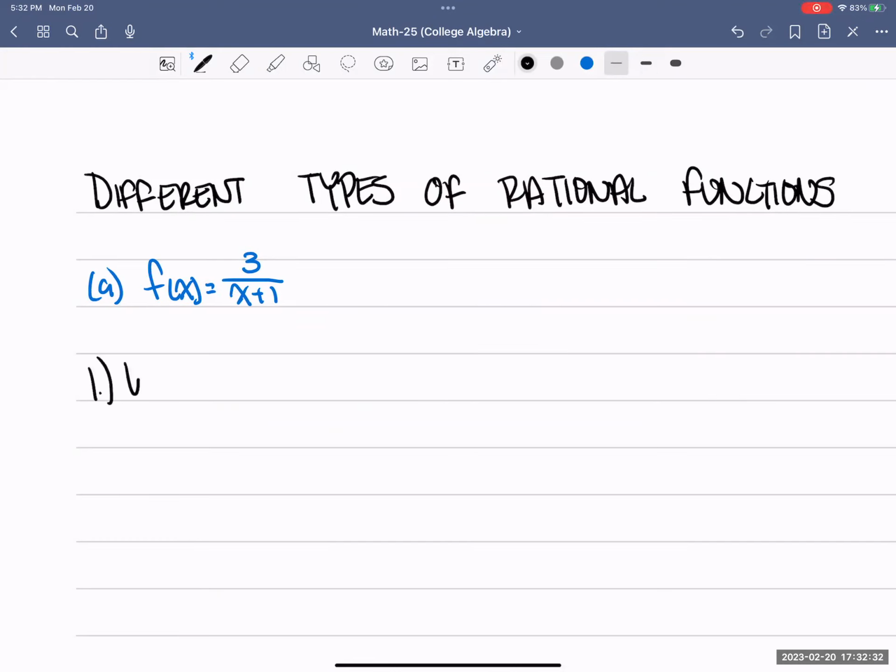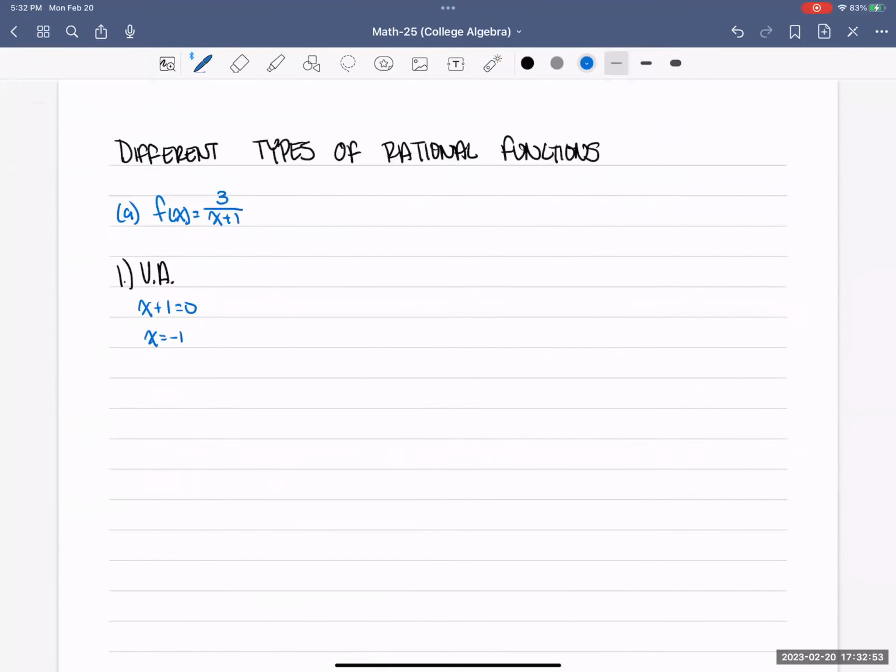Our vertical asymptote. A vertical asymptote happens when our function is undefined. Our function is undefined when the denominator is equal to 0. So let's set our denominator equal to 0 and see where we're at. So x equals -1. This is our vertical asymptote, and we're going to graph this on our graph.